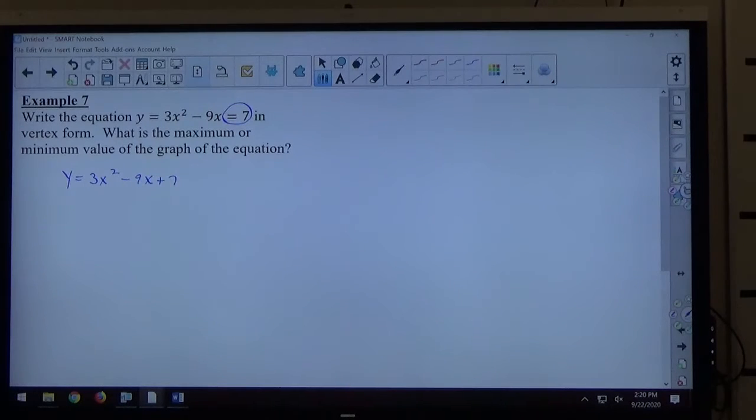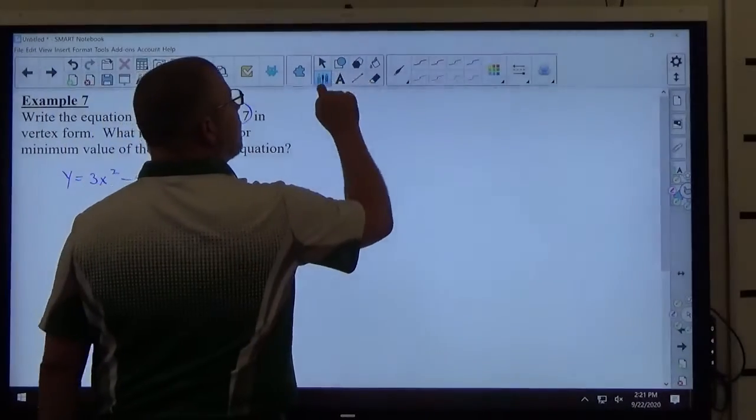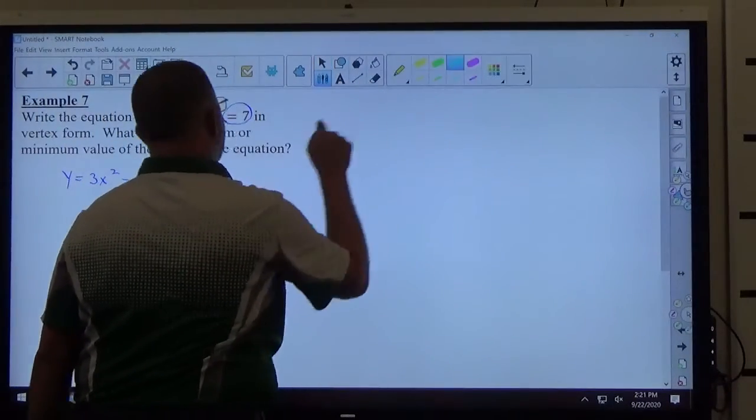Now, it asks for the maximum or minimum value of the graph of the equation. We've already done problems like that using one technique, the vertex technique. You may still know how to do that, you may not. Maybe you remember, maybe you don't. All right? But if you remember that, the other thing it's asking for is the vertex form. And that's something you haven't done before, and it's a new technique to do the same thing.